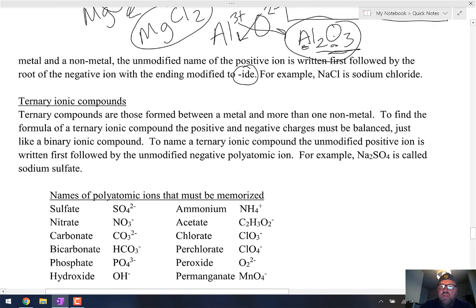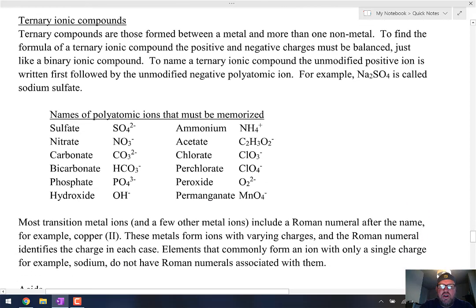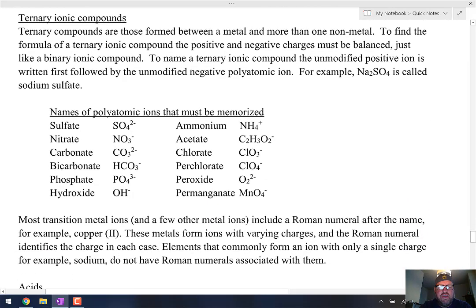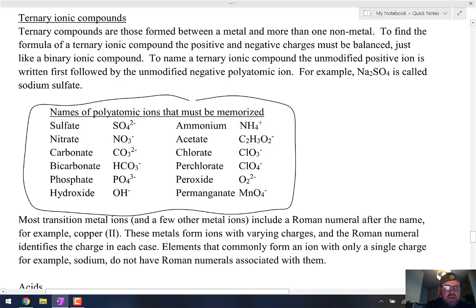Okay, now the other type of ionic compounds are called ternary ionic compounds. And ternary ionic compounds are ones that do have polyatomic ions in there. And I do tell you they do need to be memorized. Again, you don't have to know anything. However, you want to do well on the AP test. The better you know these polyatomic ions, the easier things are going to be for you.